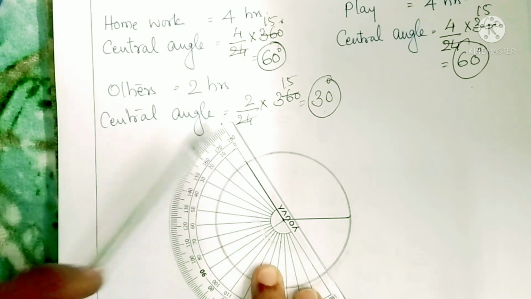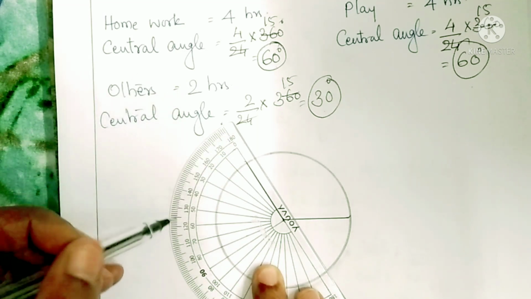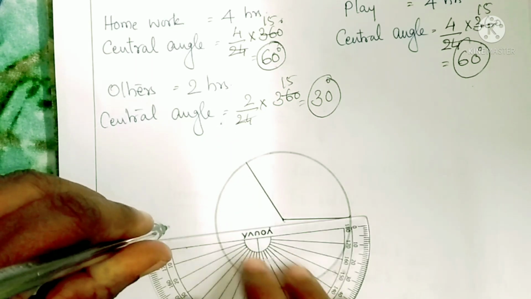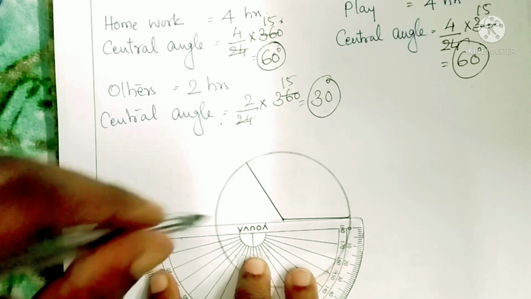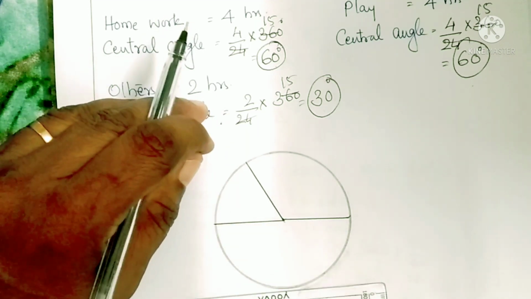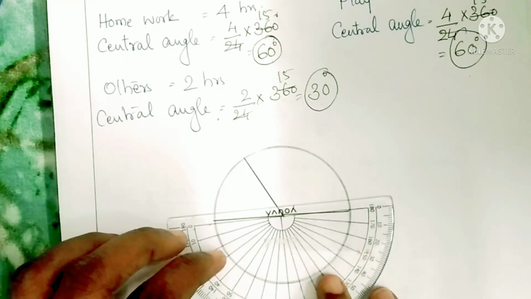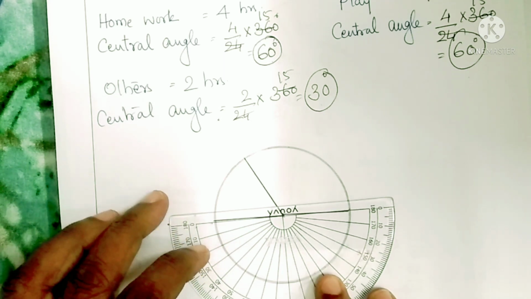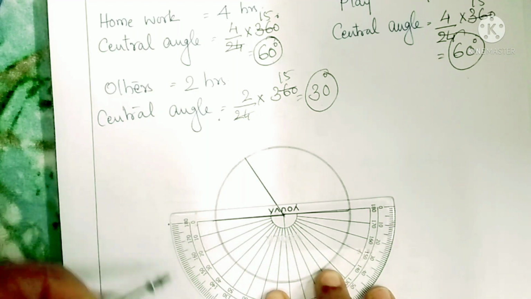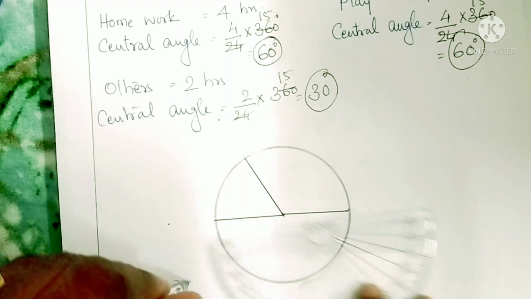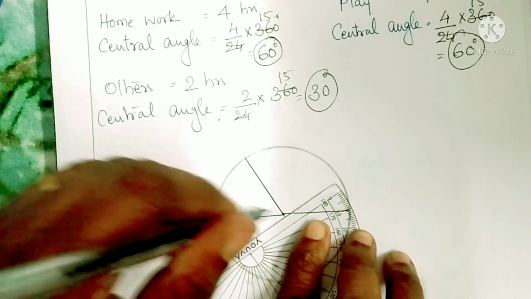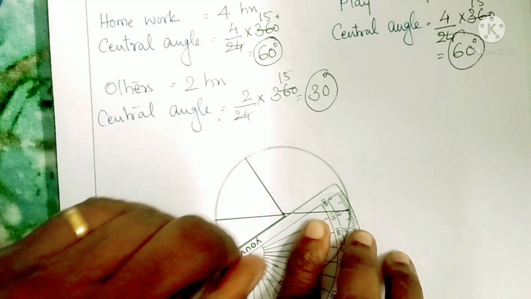The next angle is 60 degrees. So where is the line? Here. So from there you count 0, 10, 20, 30, 40, 50, 60 is here. So from there join it to the center, 60. Okay, and again you keep it there. The next is 30 degrees. So from here again 30. Draw it, 30 degrees.